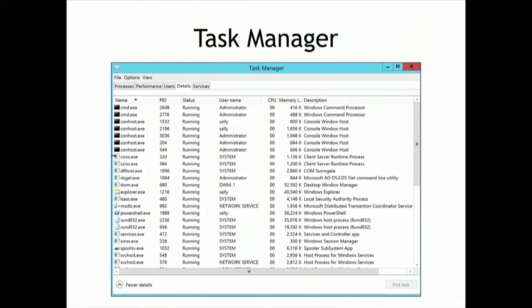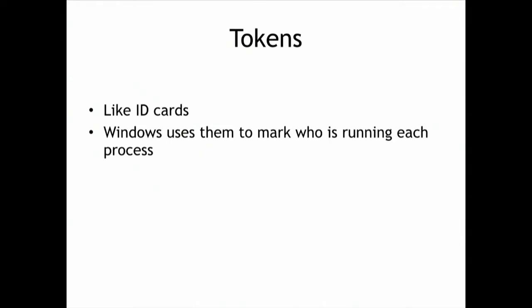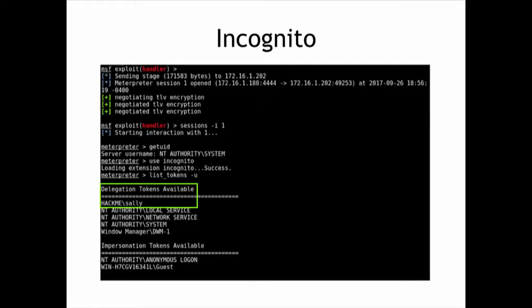And if you do, these tokens are not protected in any way. You can just copy them from memory and put them on another process and be that person. So if you find a running process and you're the local administrator, you can imitate any of these people. And you do it with this Incognito attack. So here, you have the impersonation tokens available.